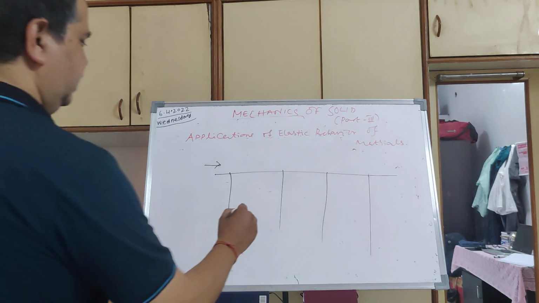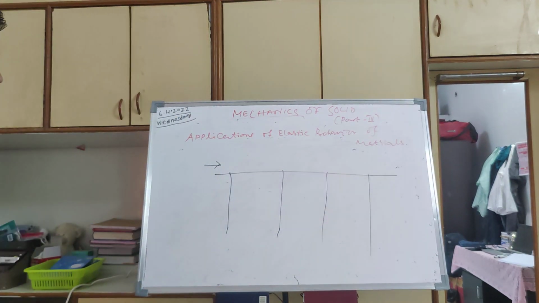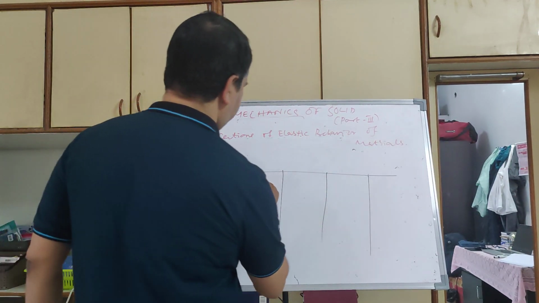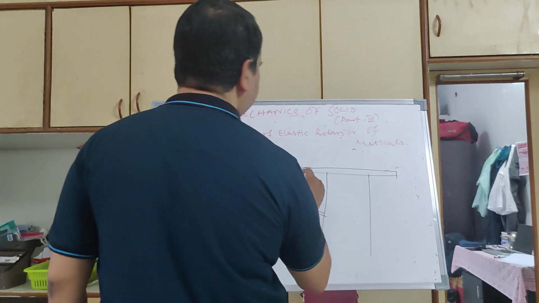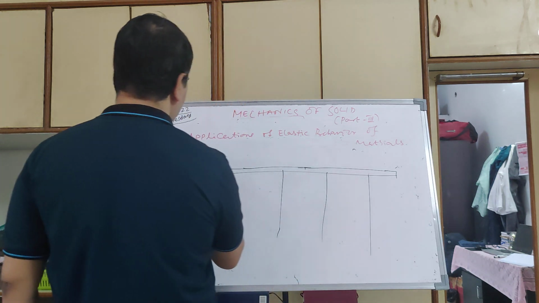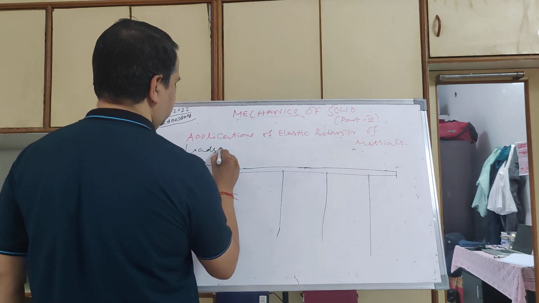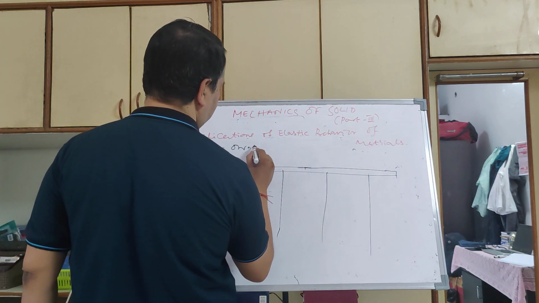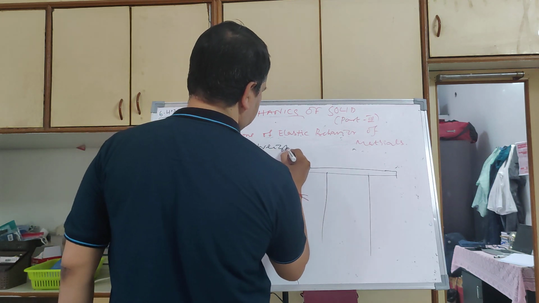So what are the different loads that a bridge carries? Let us say this is your bridge. This bridge will have its own weight, right? So loads on the bridge: own weight, traffic, plus wind.